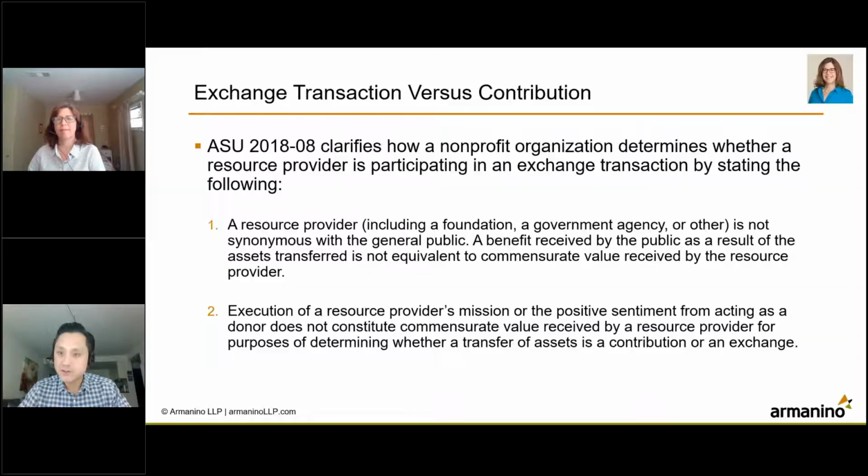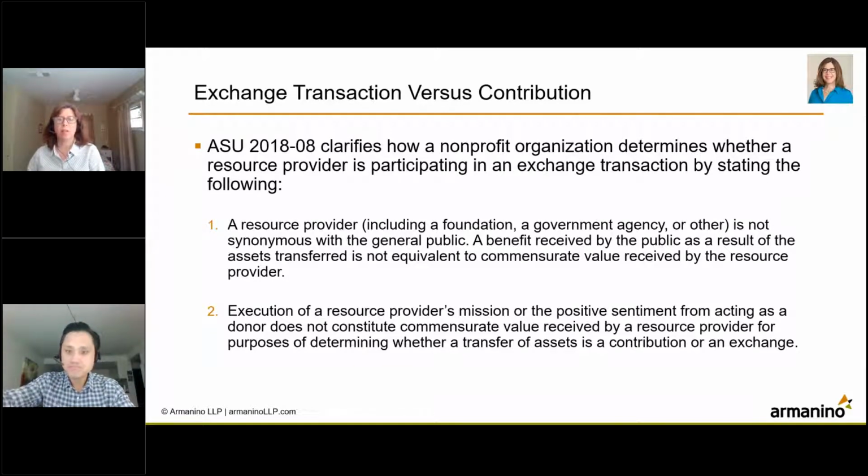Next slide, and I think I turn it over to Renee. Yeah, thank you, Grant. So we're going to dive in a little bit deeper. First, going back to the question of what constitutes an exchange transaction versus a contribution. This is one thing that the standard 2018-08 really did a good job of clarifying.